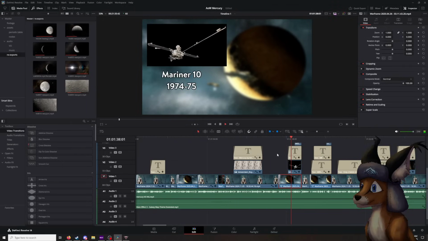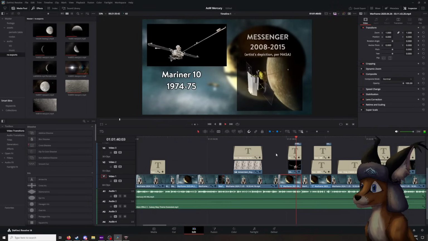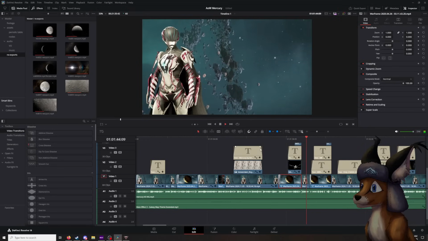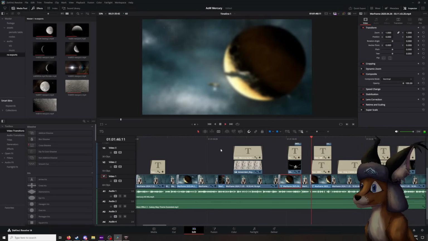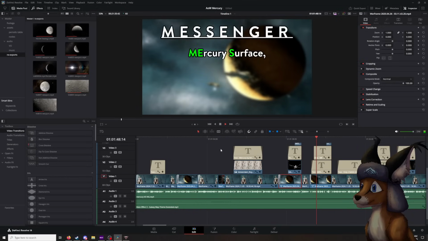Mariner 10 in 1974 and 75, and Messenger in 2008 up to 2015. Quick side note, Messenger might be the worst acronym I've ever seen. Look at this. It stands for Mercury Surface, Space Environment, Geochemistry, and Ranging.